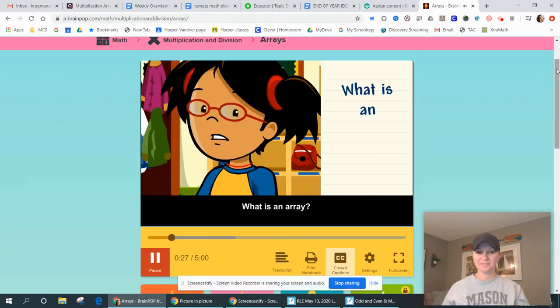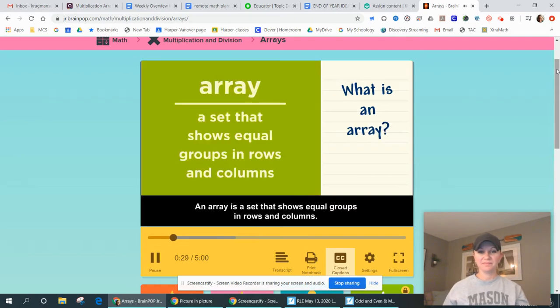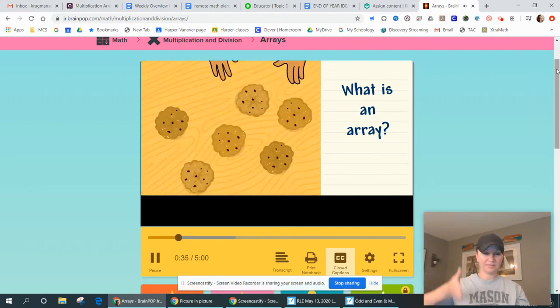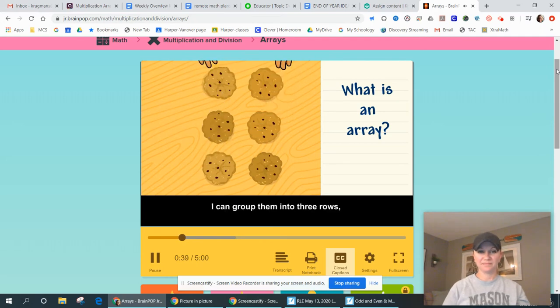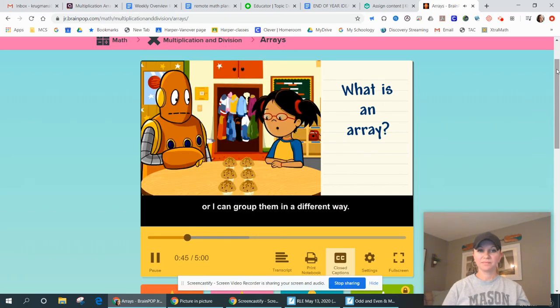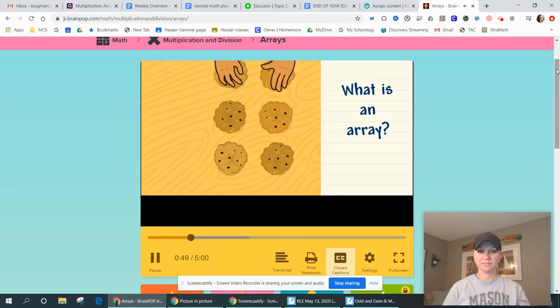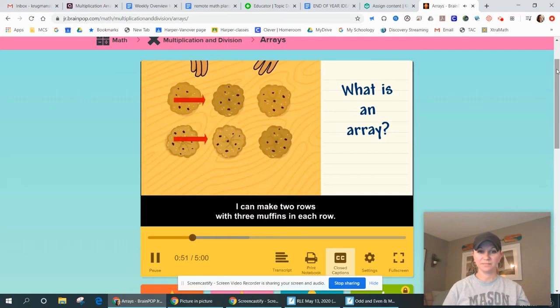You can use an array to help you count. What is an array? An array is a set that shows equal groups in rows and columns. I can organize these muffins into an array. I can group them into 3 rows with 2 muffins in each row. Or I can group them in a different way. I can make 2 rows with 3 muffins in each row.